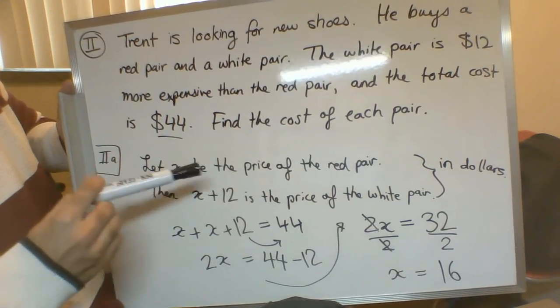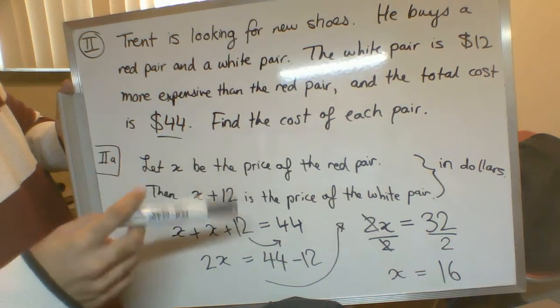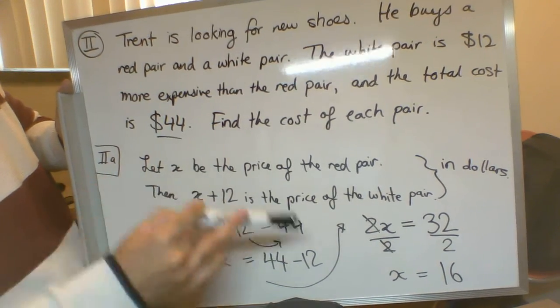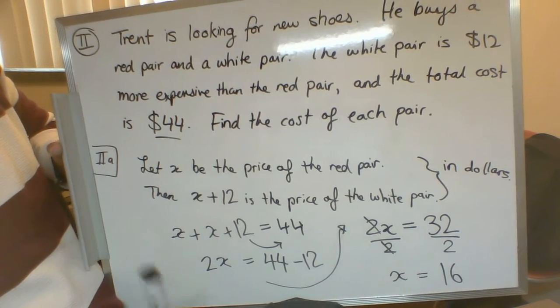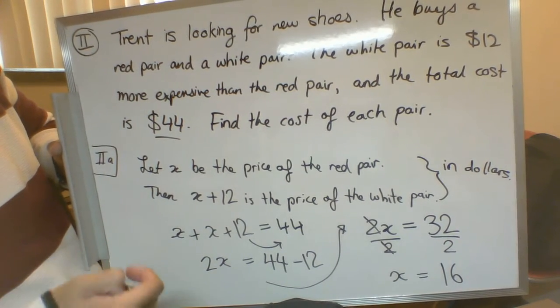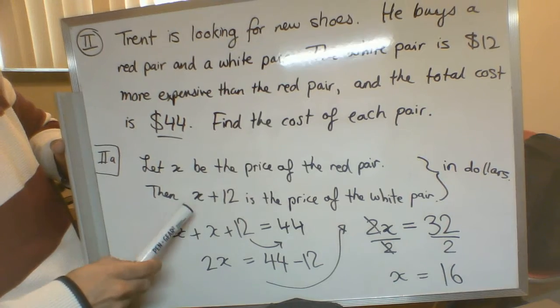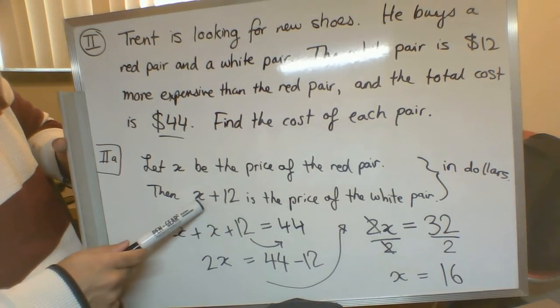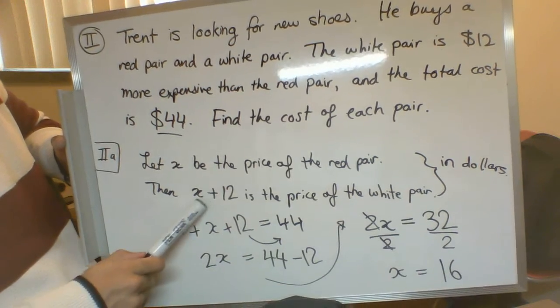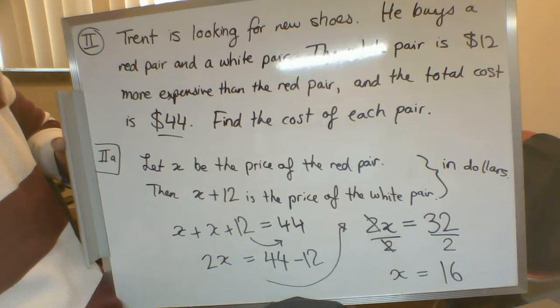Well, we know x is the cost of the red pair, right? The red pair is going to cost us x dollars, and we know x is equal to 16. So the red pair is going to cost us $16. The white pair is going to cost us x plus $12. Now we know x is equal to 16, so 16 plus 12, that'll be 28.